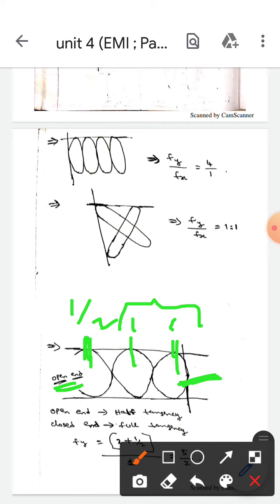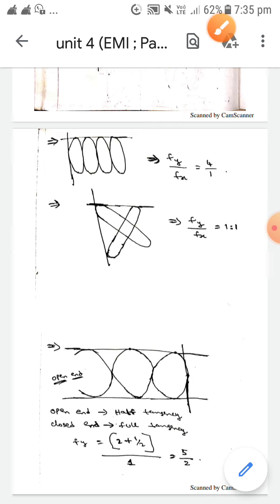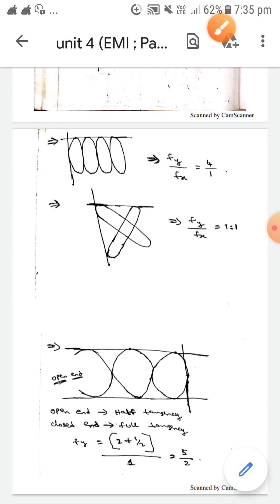Which means here Fx can be written as 2 plus 1 by 2, as there is an open end and these two are closed ends, whereas Fy will be equal to 1, as it has touched 1 time. Here I forgot to write Fx guys, consider it. Here Fy by Fx equals 2 plus 1 by 2 over 1, which equals 5 by 2.